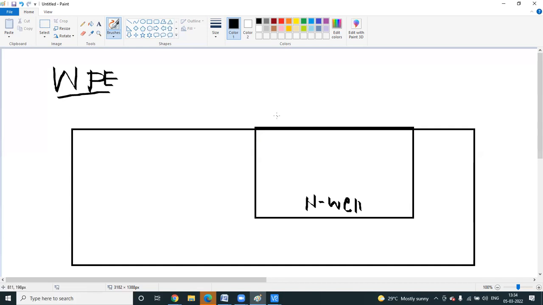So how will it be created? This is by drawing. Sometimes even in interviews they ask, why the 7-degree tilt? This is the 7-degree tilt.